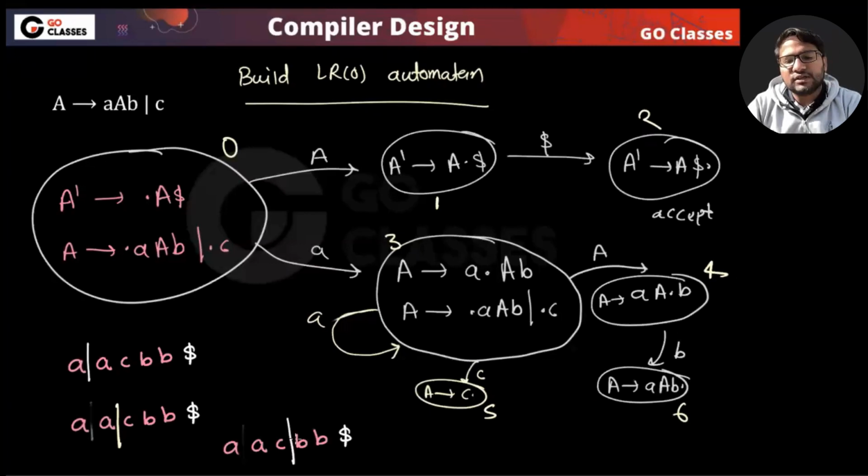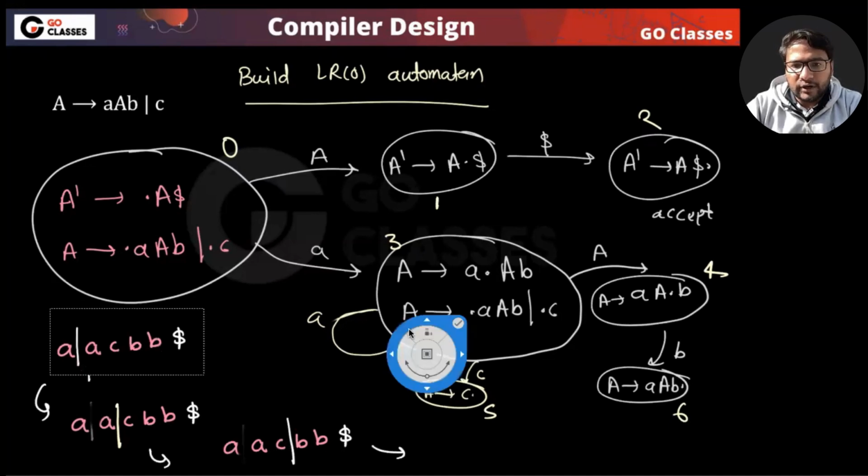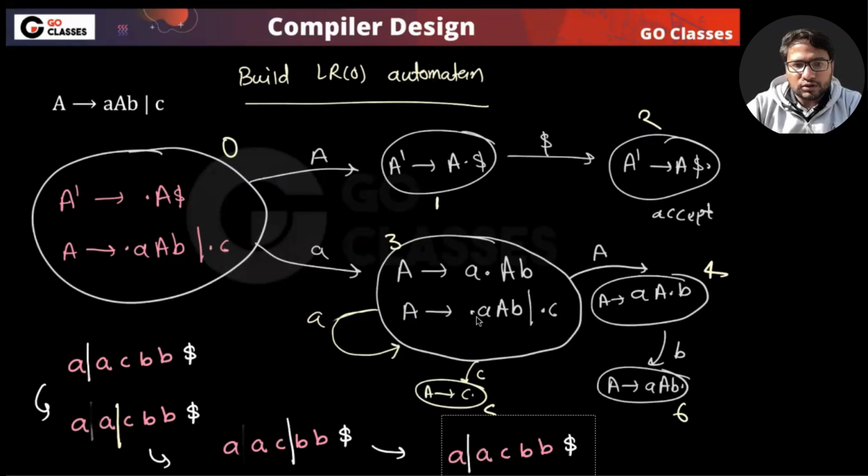Okay, on shifting the C, what will you do? This is from here to here, then from here to here. On shifting the C, you will reduce, isn't it? You will reduce the C to capital A, and that's why you will go to something like this. Your stack will be containing something like this, let me write, capital A.